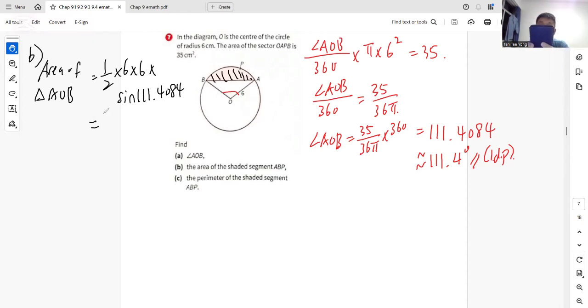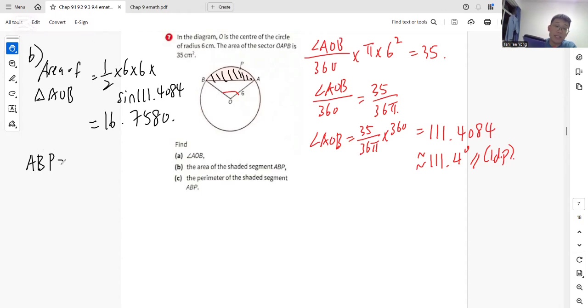Okay, so that will give me 0. Just to remind you guys, it has to be in degree mode, because the angles found here are all in degrees. So 0.5 times 6 times 6 times sine 111.4084. Okay, so the triangle will be 16.7580. So the shaded segment ABP.